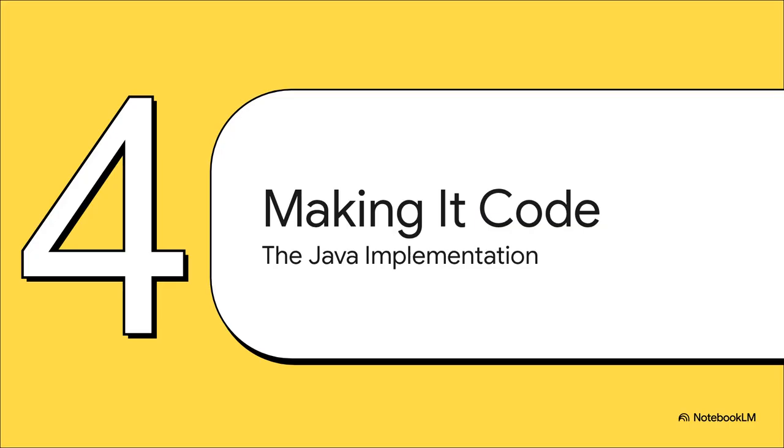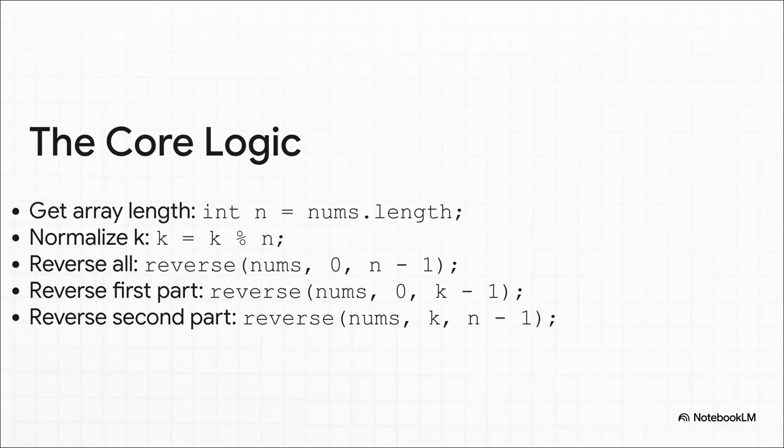All right, section 4, making it code. Seeing it happen visually is one thing, but let's see what this looks like when we actually write it out. We're going to translate that 3-step logic directly into a function. And honestly, the code is as clean as the idea itself. So inside our main rotate function, first things first, we get the length n. And we do that super important modulo trick to normalize k. Then you can see our 3 steps, plain as day.